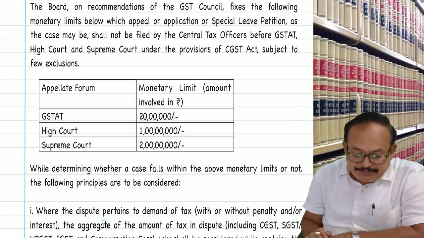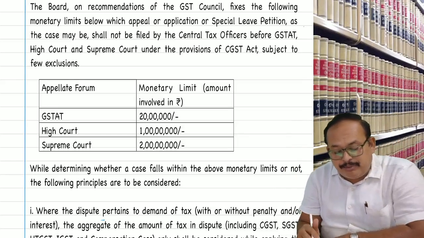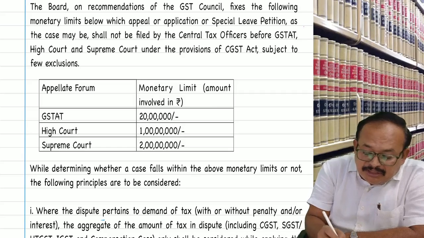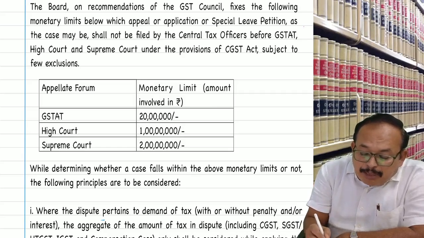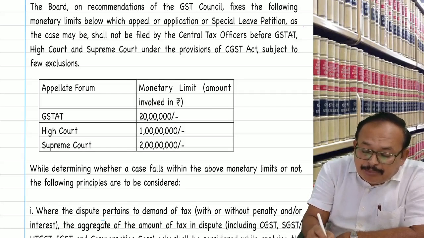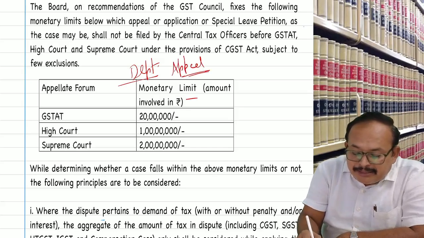In that case, here a monetary limit has been prescribed. You cannot go for appeal to the tribunal as a departmental appeal. Is there an appeal forum for departmental appeal? Departmental appeal is restricted. A monetary limit is there.